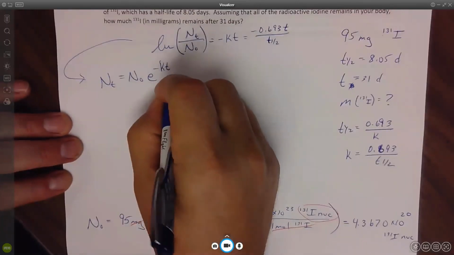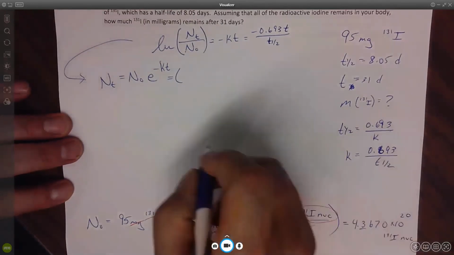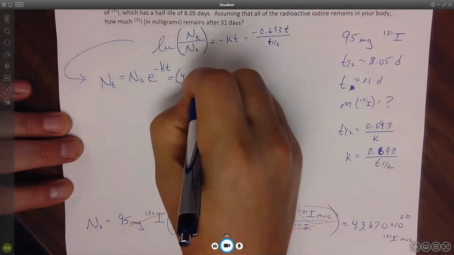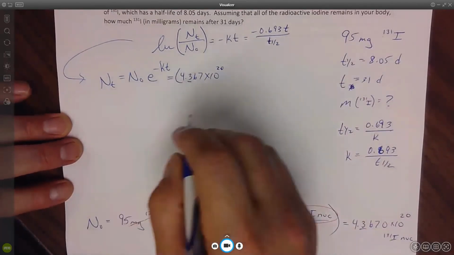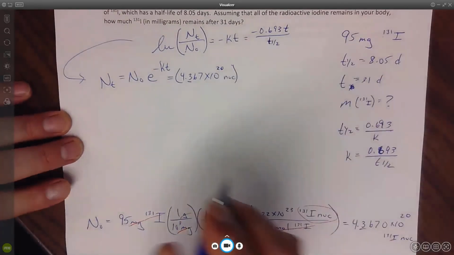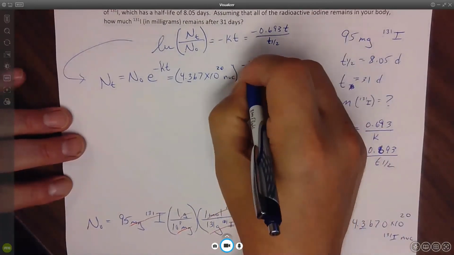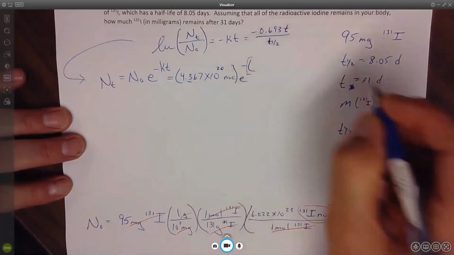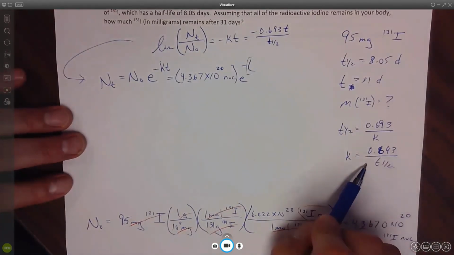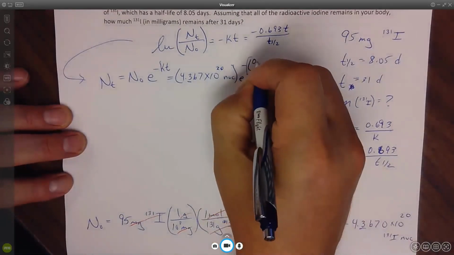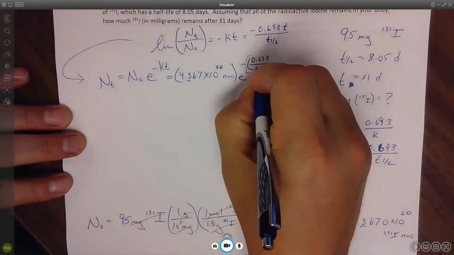Okay, so now we know this, and how many sig figs? 2 sig figs. So this is going to be 4.367 times 10 to the 20 nuclei. That's the iodine 131 nuclei. Then it's going to be e to the negative, and then this whole quantity. K, again, was given to us as a half-life, so we're going to have to write that as 0.693 divided by 8.05.